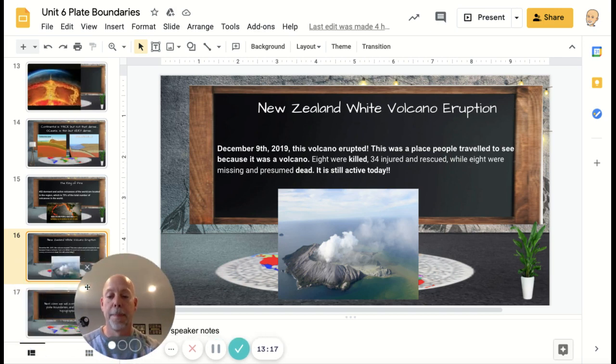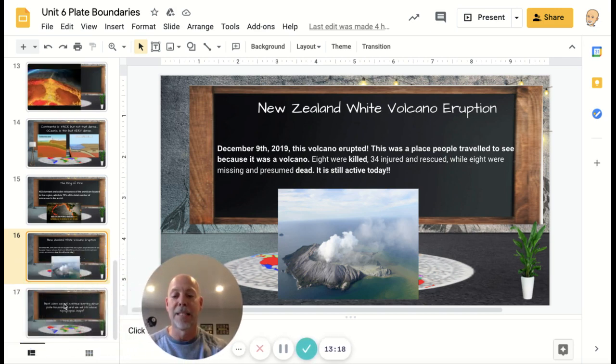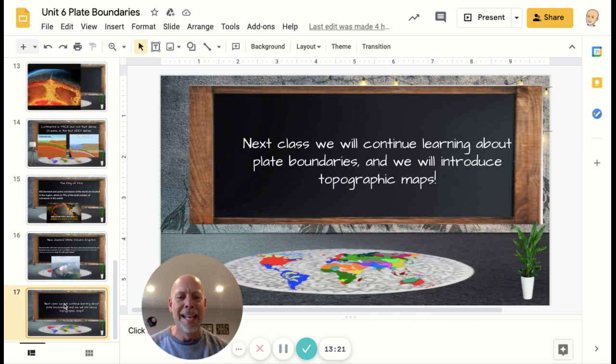So, the last slide. Next class, we'll be continuing to learn about plate boundaries and we'll be introducing topographical maps. So, last question of the day is, what is it called when you have two plates sliding past each other? What's it called when you have two plates sliding past each other, and what does that create?